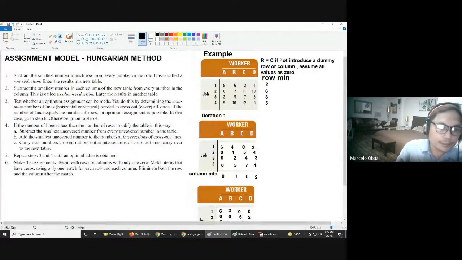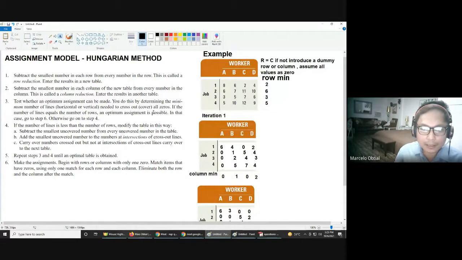Okay, next tayo. Test whether the optimum assignment can be made. You do this by determining the minimum number of lines, horizontal or vertical. Take note, horizontal or vertical. Bawal ang diagonal, no? Needed to cross out. Okay, hindi siya crush out. Klasa, madalas kung marinig estudyante ba? Bakit cross out? Crush out, cross out.